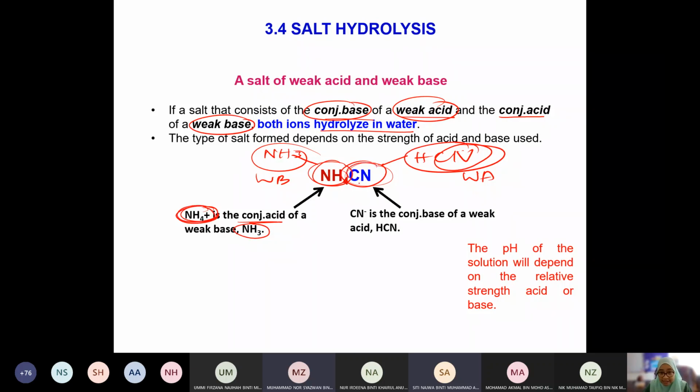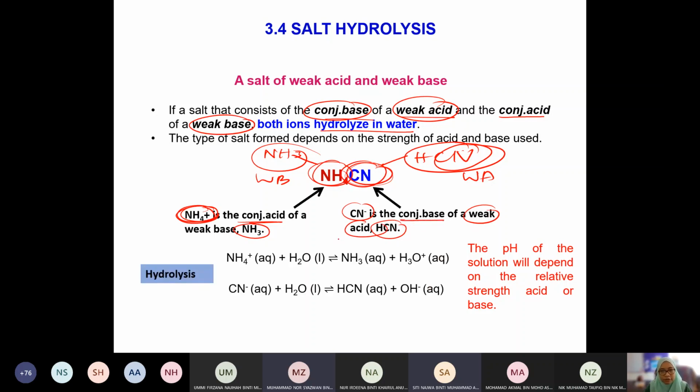And CN minus comes from HCN, right? HCN is the weak acid. Therefore, CN minus is the conjugate base. For the hydrolysis, you must have the salt dissociation first. So please add it in, guys.